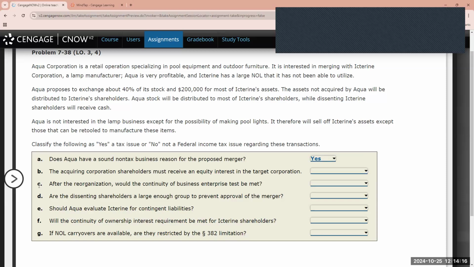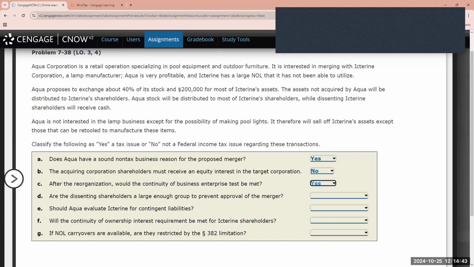B, the acquiring corporation's shareholders must receive an equity interest in the target corporation. So the answer for B is no. To qualify for tax-favored status, the target corporation shareholders must receive an equity interest in the acquiring corporation, not the target. C, after the reorganization, would the continuity of business enterprise test be met?